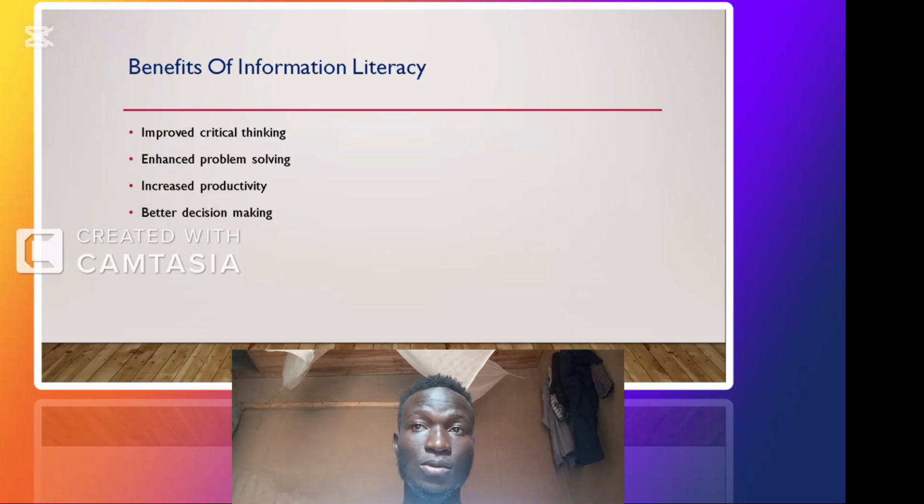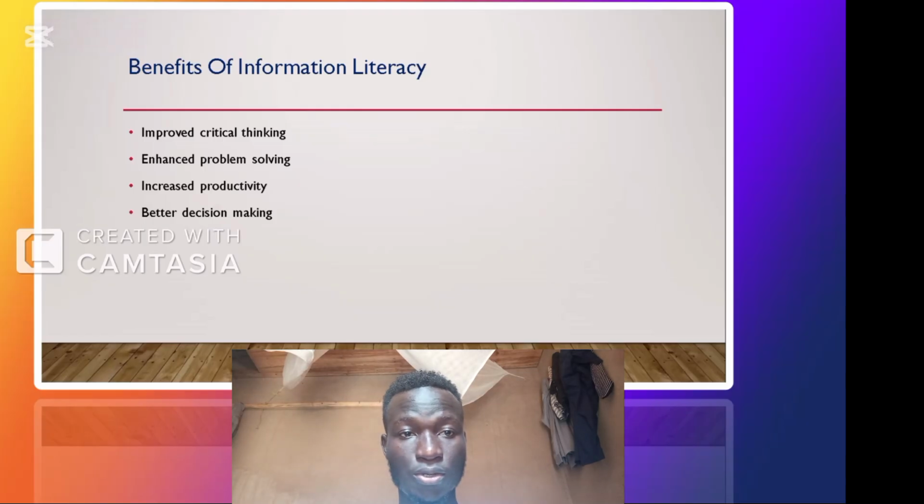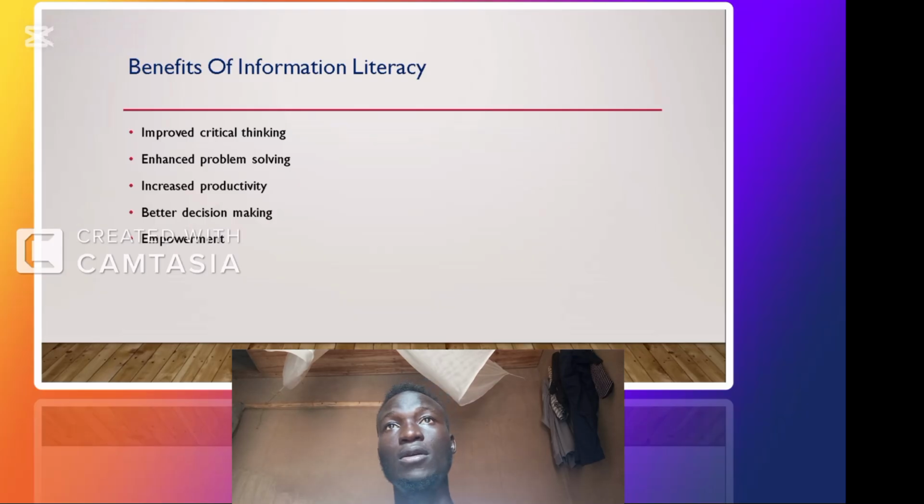The next one is that it increases productivity. Yes, the information that you get increases your productivity in various ways. The next one is better decision making. It makes you decide well, because first you need to follow the information literacy protocol. That means you end up coming up with something relevant, though it has been on your own, because you just sit and make your research and then you come up with the right thing.